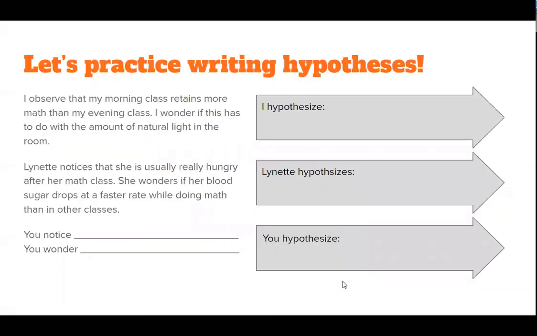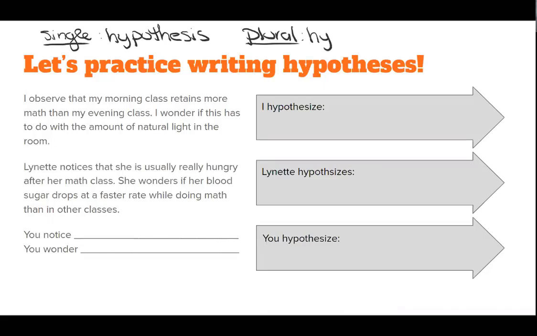Okay, so let's practice. Let's start writing some hypotheses. I don't know if you guys noticed, but a singular is a hypothesis. But multiple, plural, if I'm writing more than one, those are hypotheses. It just changes from an I to an E. Oh, no way. So it's not hypotheses, okay? It's hypotheses. My first observation, because remember, we start with observation, questioning, and researching. So I observed that my morning class retains more math than my evening class.